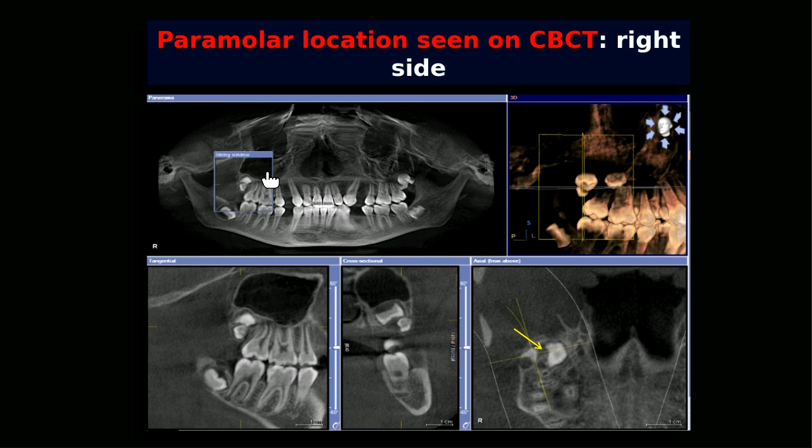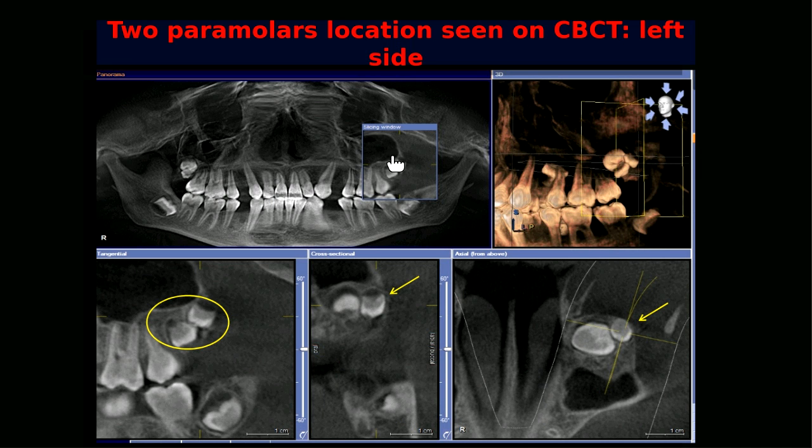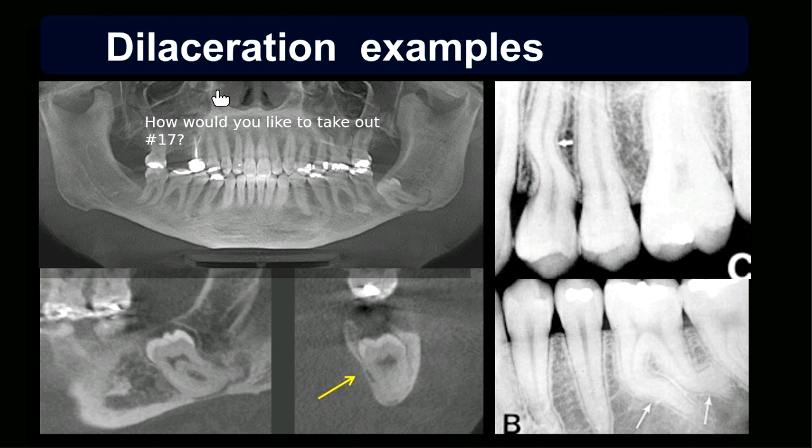Also, if you have a paramolar, you can see the paramolar here on the upper right posterior quadrant. And these are the paramolar areas. And the other two paramolars you can see on the left quadrant. These are CBCT reconstructed pan where you can see everything. And this is the axial view. In the axial view, you can see these two. You can see the paramolar here on the left side. And if you have a dilaceration and everything, you can see that in your pan and also in your CBCT.